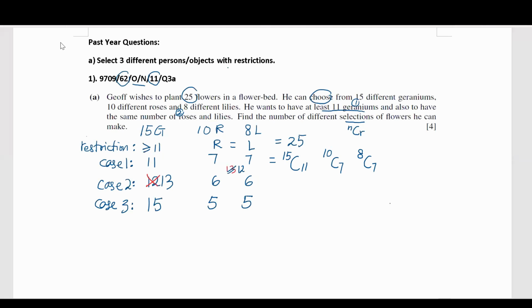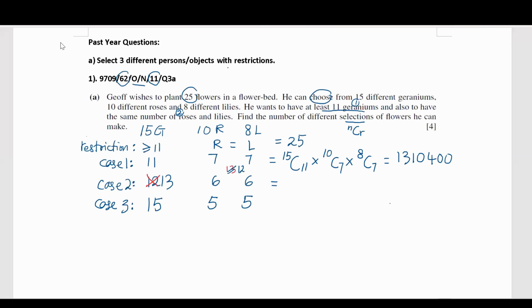So to find out the total number of selections possible by using the multiplication rule, we multiply them together. All right, using the calculator, we will get the number of ways to be 1310400. All right, so we will do the same for case 2 and case 3.